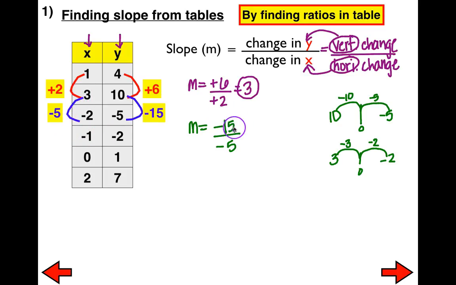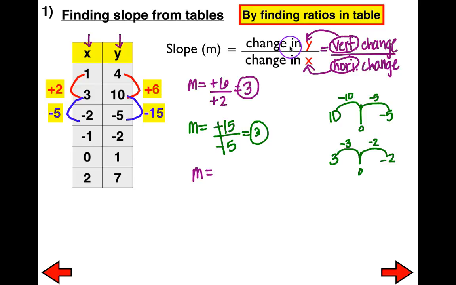Well, now I'm going to simplify. I'm going to say a negative and a negative cancels each other out, which leaves me with 3. So far, so good. You should expect your rate, in this case, your slope, to be the same. If they're not the same, then it means it's not a straight line. So continuing on, I'm going to repeat the process for the next thing.